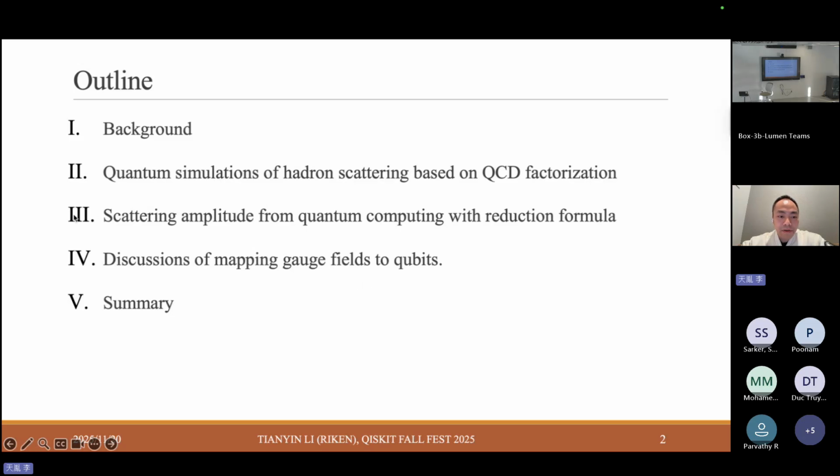In the second and the third part, I assume that the gauge field has been mapped to the qubits. That is to say, we have translated the language of lattice gauge theory to the quantum computer, and so we need to talk about more details about this in part 4, and finally I will have a summary.